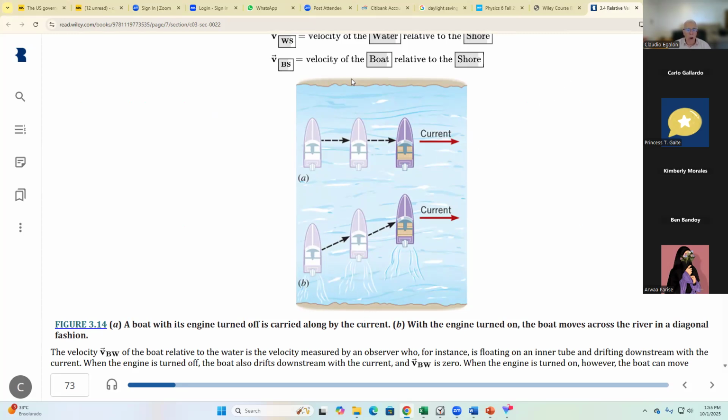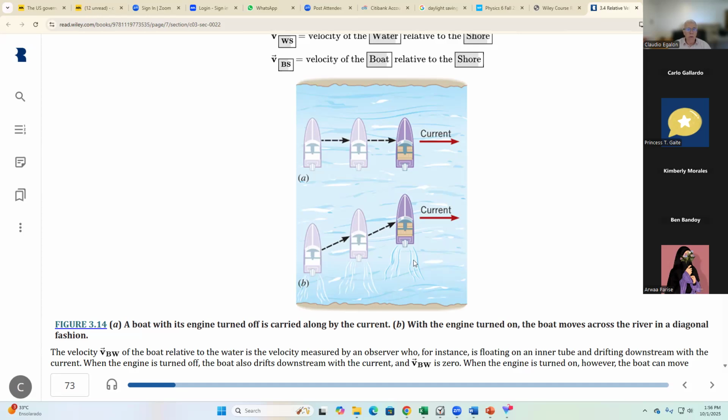Suppose that you want to cross the river exactly to the opposite place, to the opposite point. You start here and you end exactly right there, right? If you start here and point the boat straight forward, you're going to end up in this other point here of the river. It's not going to be right in front of it because you have to deal with the velocity of the current. This is a relative motion problem.